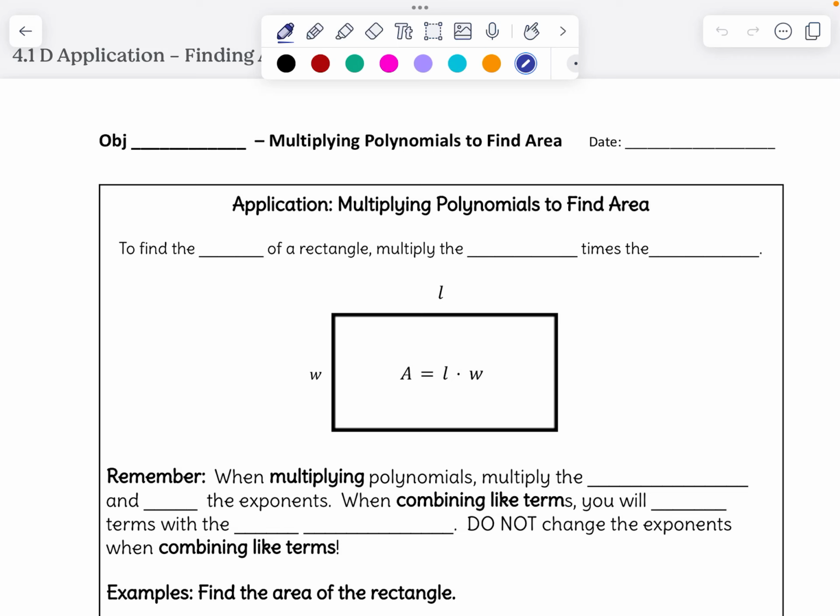All right, we're going to be looking at level 4 for objective 4.1. We are going to apply the skills that we've learned for multiplying, adding, and subtracting polynomials to finding the area of rectangles. So to find the area of a rectangle, multiply the length and the width.